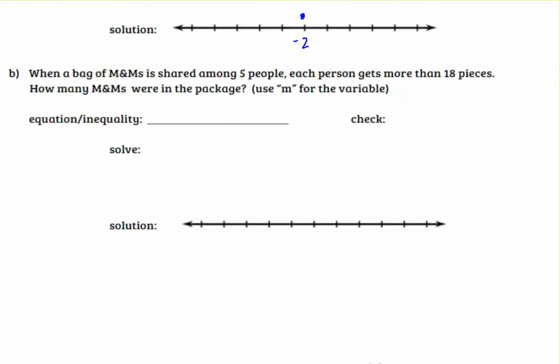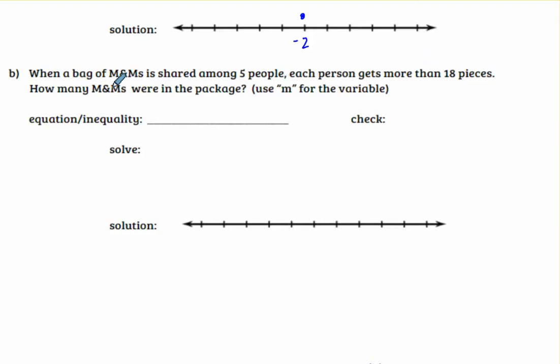Okay, moving on to B. Speaking of making sense, if you got an answer of like 3 point something, like 3.6 or 3.3, does that make any sense? Can you have 3 point something M&Ms in a package and share that among 5 people and each person's getting more than 18 candies? No. All right, so let's figure out what it is.